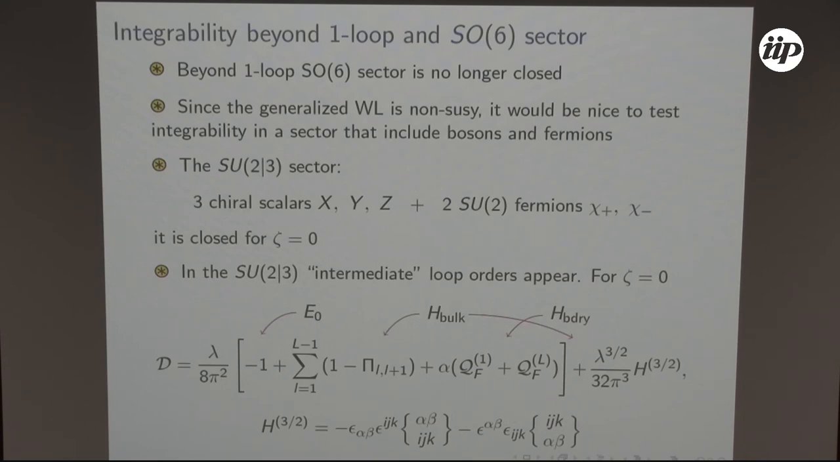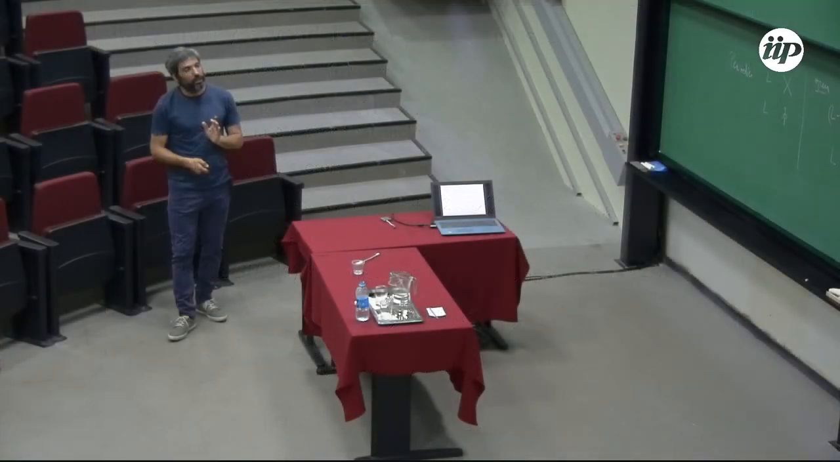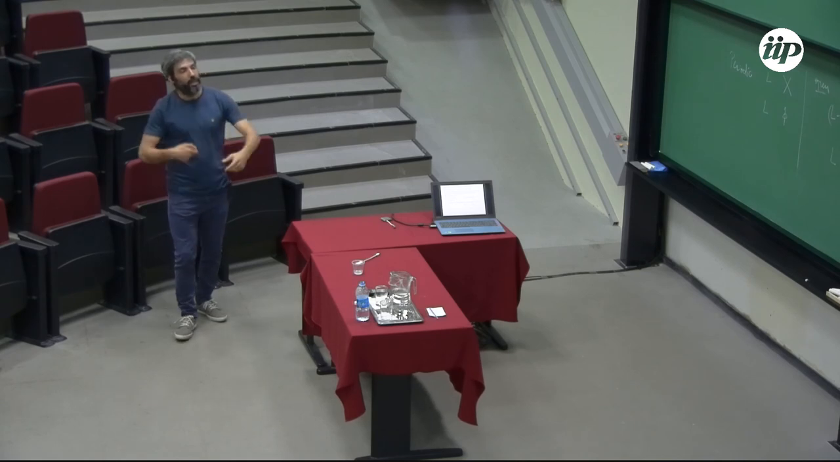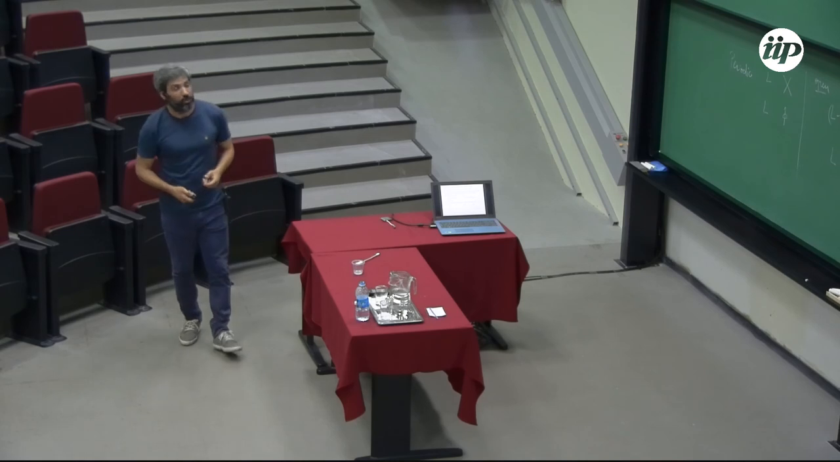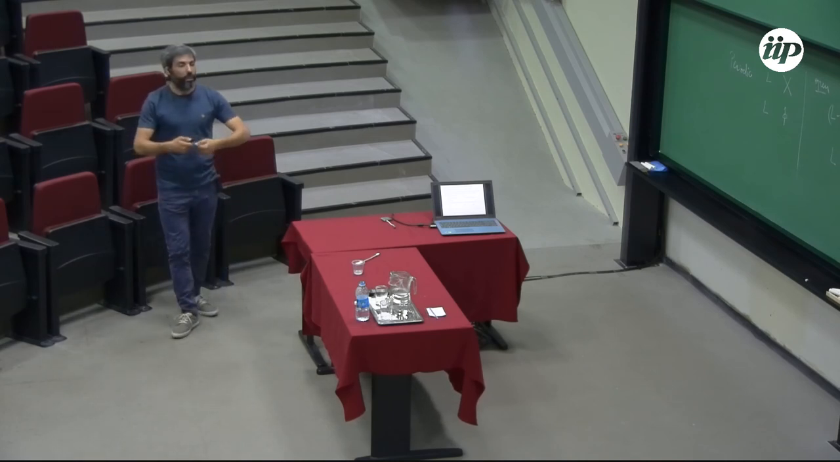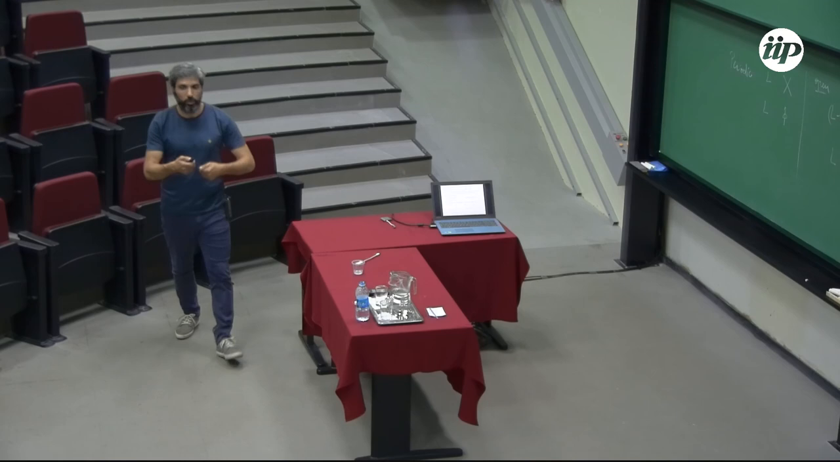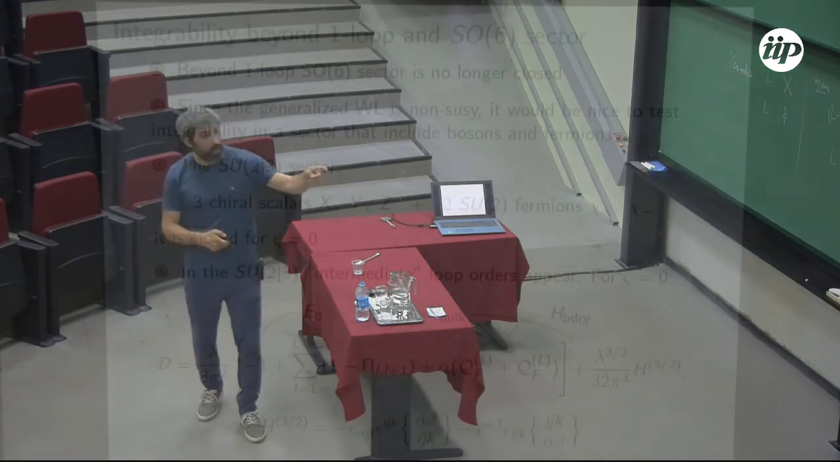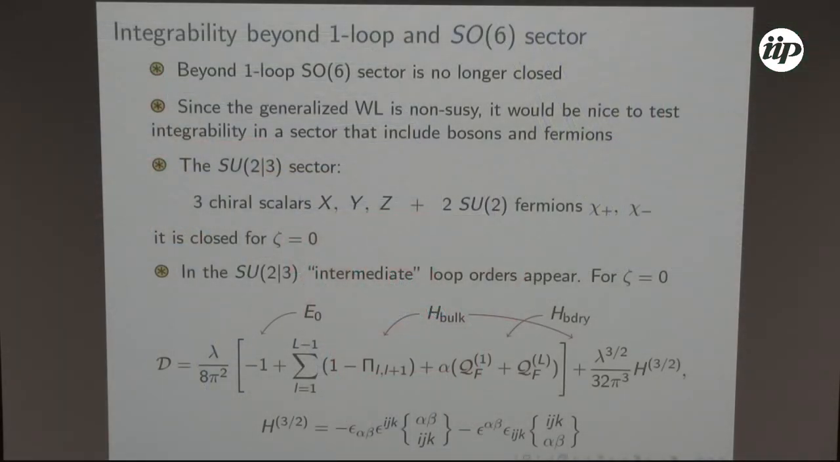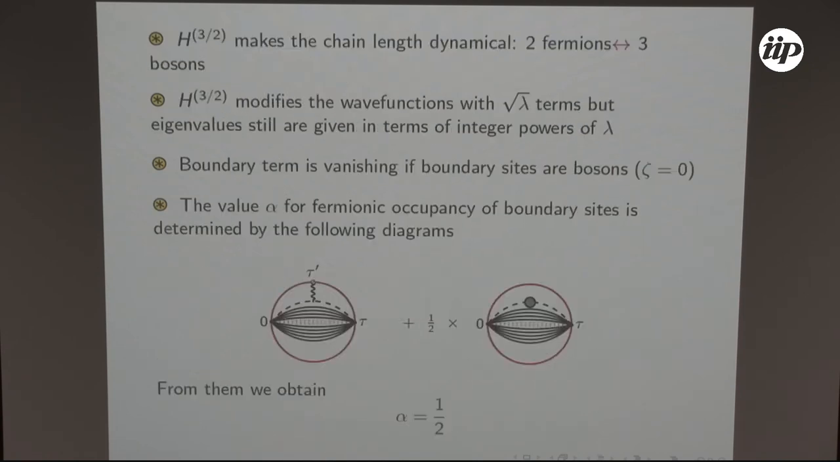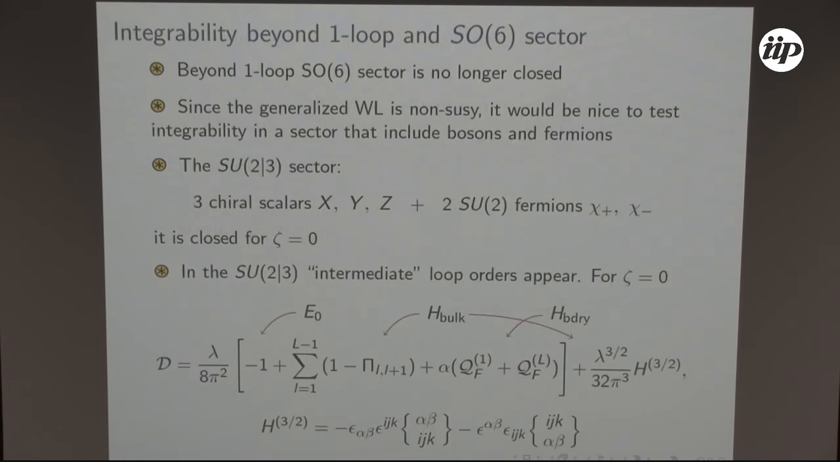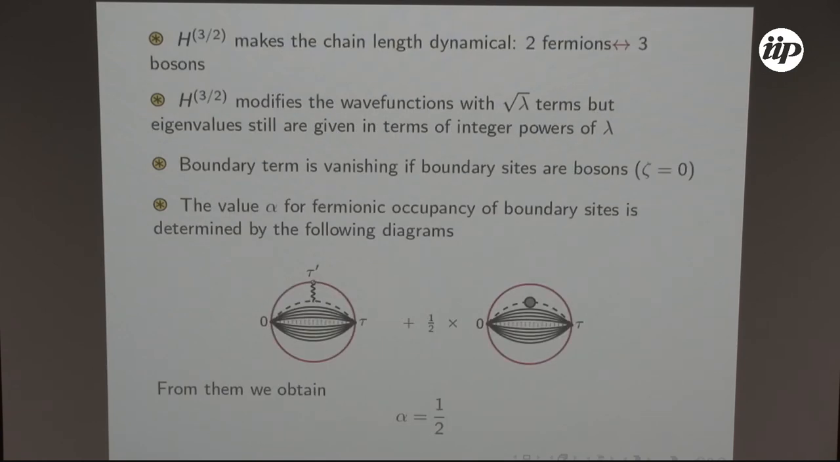And it's very special. You see, it's non-vanishing when you have a singlet of two fermions, and it gives you a singlet of three bosons. So it takes three bosons into two fermions, and two fermions into three bosons. So it's a term that changes the length of the spin chain. So it is called a dynamical spin chain. Well, this is what I just said. This is also a boundary term, and makes the length of the chain dynamical.